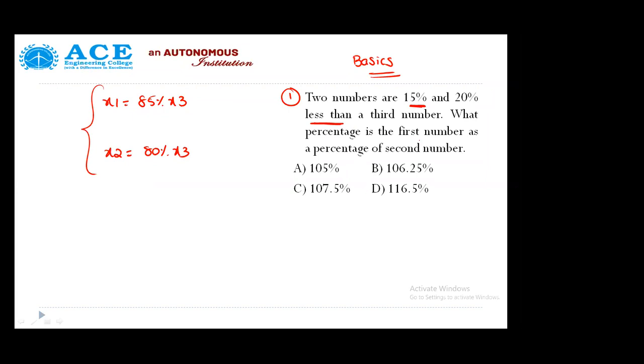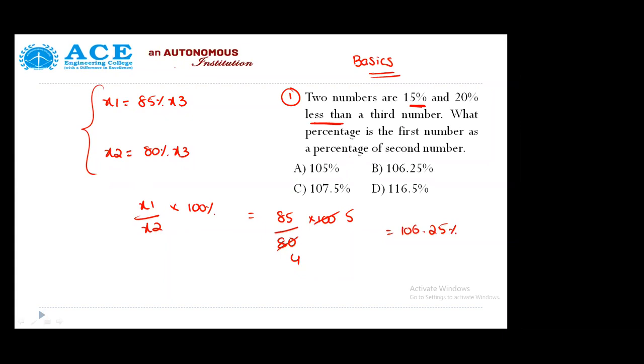First number is what percentage of second number means x1 by x2 into 100 we have to calculate. It will become x3, all cancel. 85 by 80 into 100, it will become, this is 25s 24s. If we just proceed, we got 106.25%.